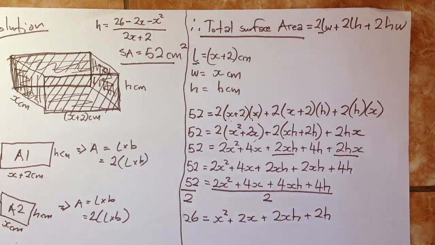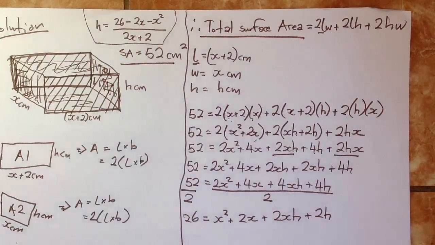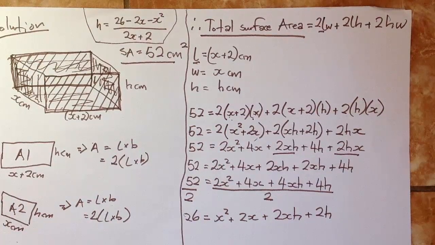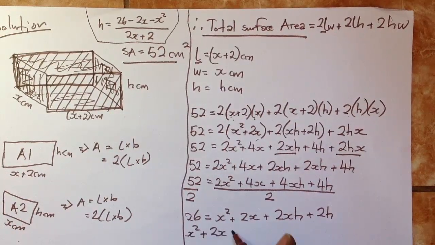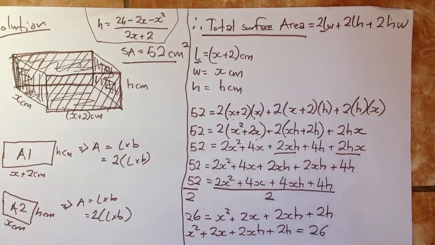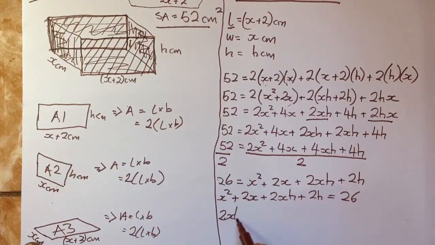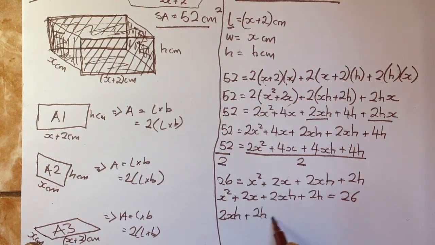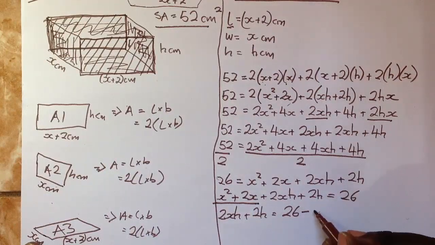Now, the question wants us to leave the answer as h is equal to 26 minus 2x minus x squared over 2x plus 2. So this becomes a matter of making h the subject of the formula. So rewriting this in respect to h, we just get that. And if you watched our previous video, we explained how this is just the same as that. So at this point, we can take anything that doesn't have h to the other side of the equal to sign, and this leaves us with 2xh plus 2h is equal to 26 minus x squared minus 2x. We can now begin to factorize.